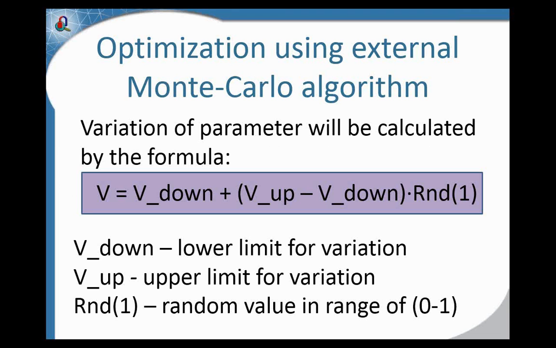And our implementation of Monte-Carlo optimization uses random variations of the parameter within the specified range using this formula. And for each variation, we calculate the result in QuickField and compare them to find the minimum. You will see that only the best current results of optimization will be displayed.